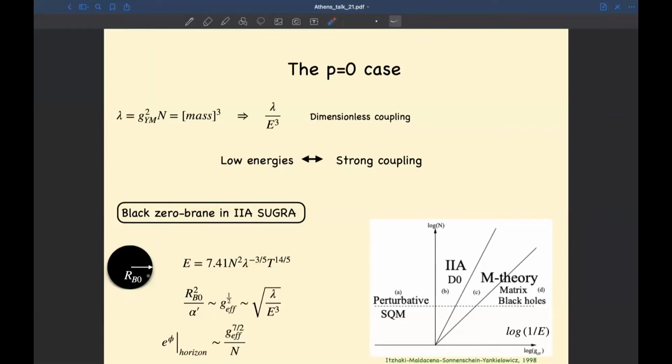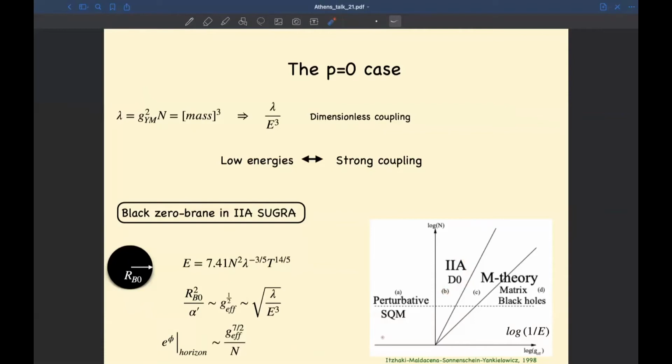In addition, the radius of this black 0 brane is proportional to 1 over the curvature. And demanding that this curvature be small means that one demands the effective coupling to be large. But at the same time, one has to ensure that the dilaton at the horizon does not become big. So in order to have a valid type 2A D0 geometry, one has to take the limit where N goes much faster than the effective coupling.